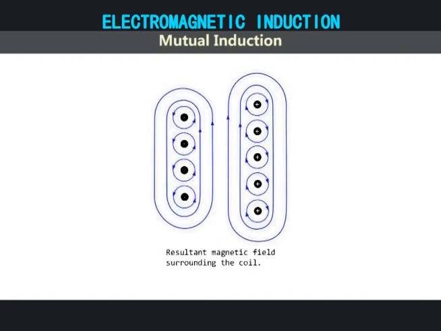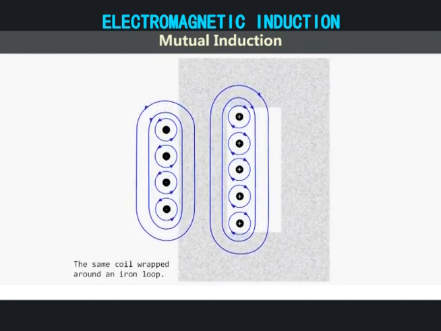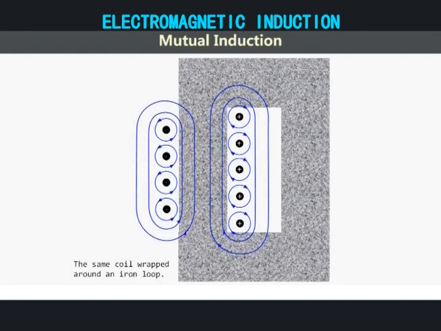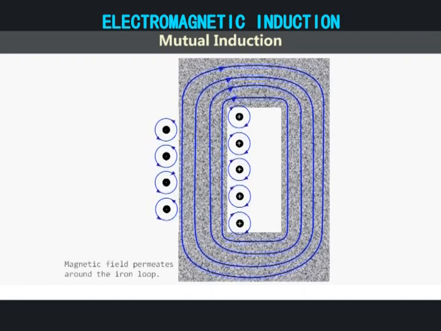What we can then do is wrap this coil around an iron core. When we do this, because magnetism passes through iron much faster than air, we find the field is constrained within the iron core. It permeates the iron core, meaning it basically travels through the core. Iron can be several thousand times a better conductor of magnetic field than air.